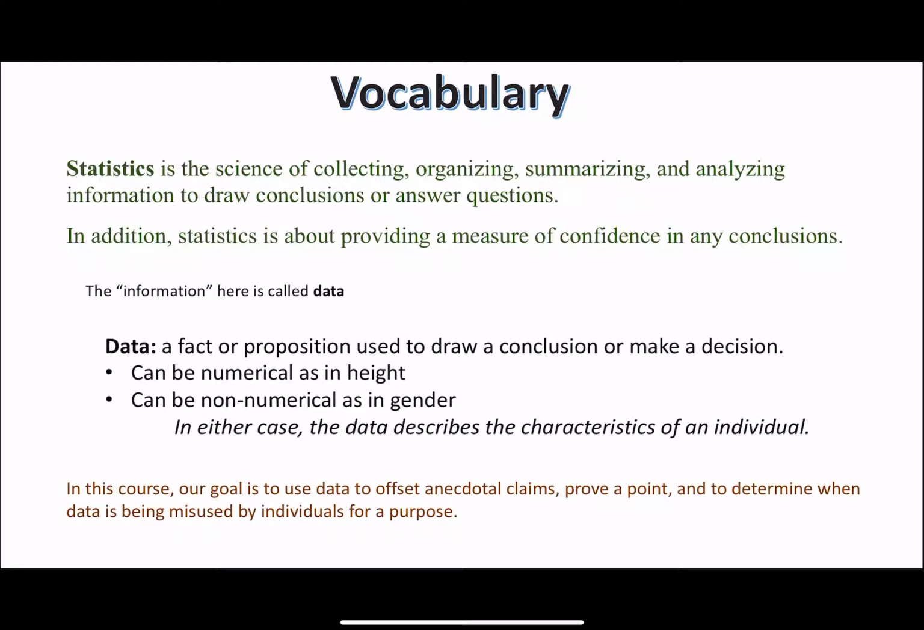And the information that we are collecting is called data, or you could say data. It's your choice. I don't know which is right, which is wrong. I say both of them, depending on what I'm talking about. So it is the information that we're using to draw those conclusions and make the decisions. Data could be numerical or it can be non-numerical. We're going to talk about those two different kinds, and we're going to be using both of those in some of the math that we're doing. In this course, we're going to be offsetting anecdotal claims, proving points, determining whether or not data is being used properly. And you're going to be able to apply a lot of what we're doing to all of the stuff going on in the world right now.